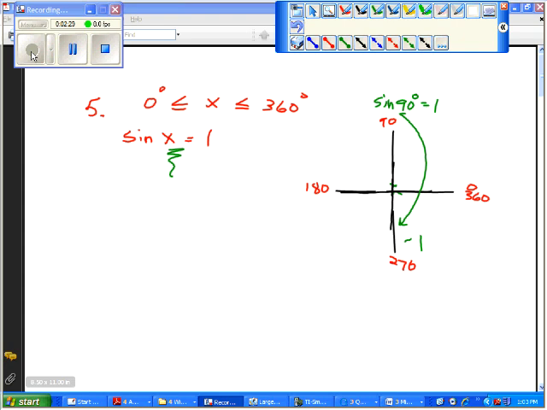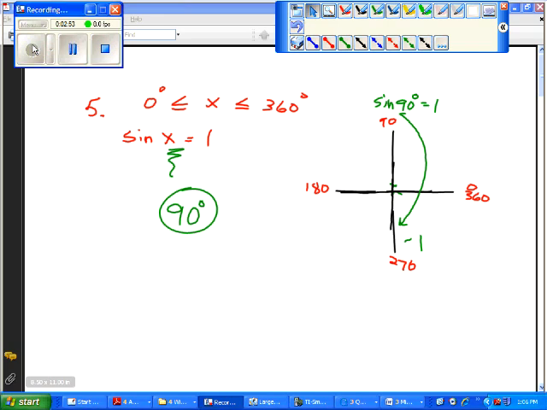So is the sine of anything else 1 besides 90 between 0 and 360? No. So my only answer is 90 degrees. But we had to think that out to see if there was more than one answer. That makes sense? So sine of what is 1? 90. Is there anywhere else that would appear again? No, because if we were to reflect down to 270, it would change the sign to negative, and so that's the only answer to number 5.